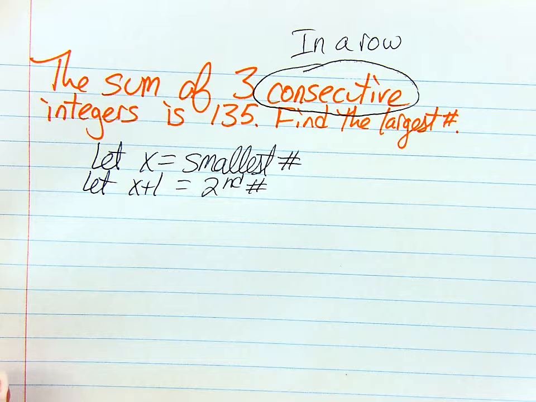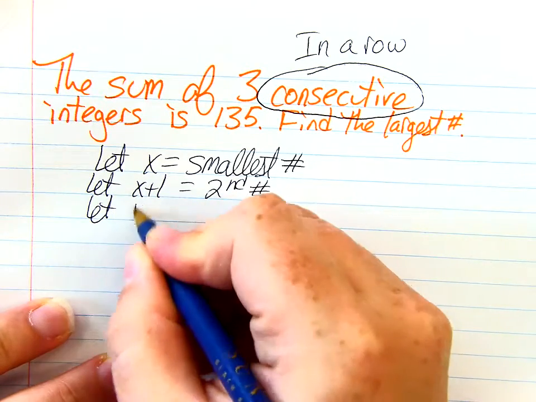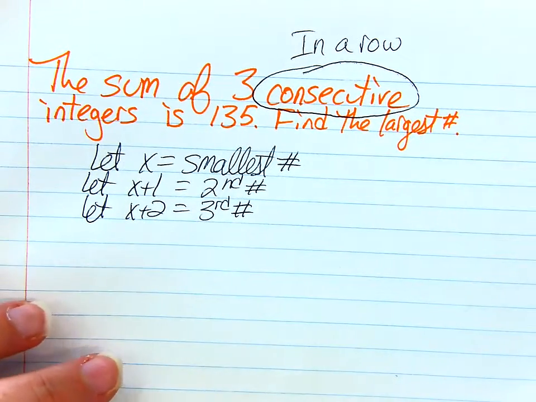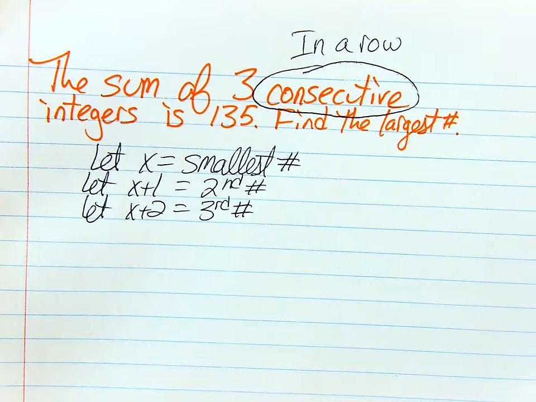So can you figure out what my third number would be represented by? X plus 2, because wouldn't the third number be 2 more than the first one? And so on. If I had 5 numbers, I would just keep adding another, another, another. So let X plus 2 equal my third number. I only need three numbers. There they are. One of them's X, one of them's X plus 1, and one of them is X plus 2. Does that make sense where those came from? Okay, I don't know the smallest, I'm going to call it X. The next number in a line, plus one. The next one, add two. And so on if I had to keep going, but I don't, I'm ready to go.